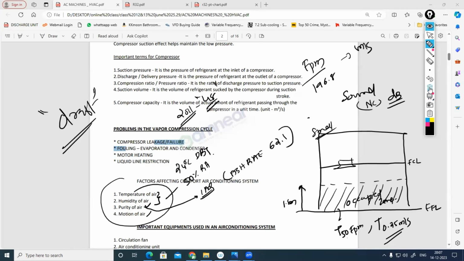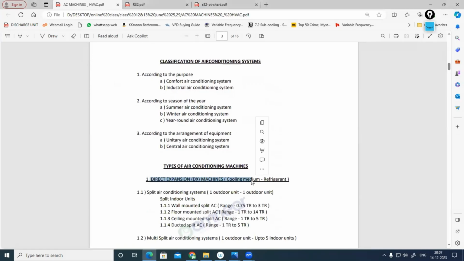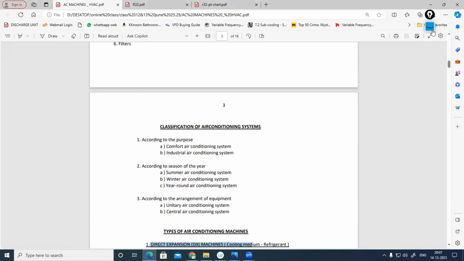Now, before going to the AC machine, direct expansion machine, classification of air conditioning.